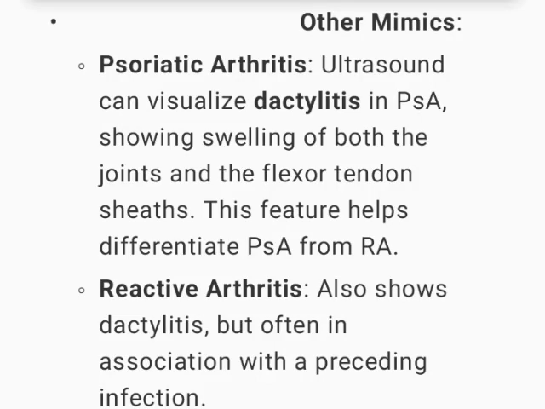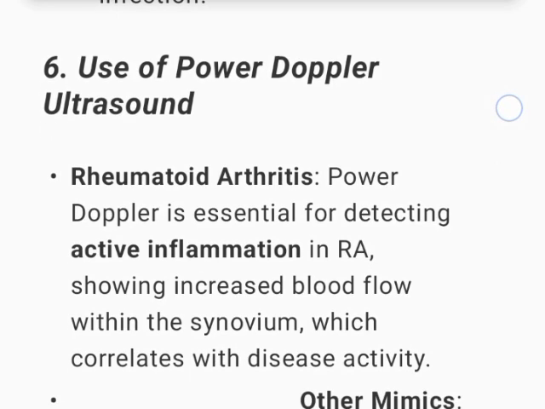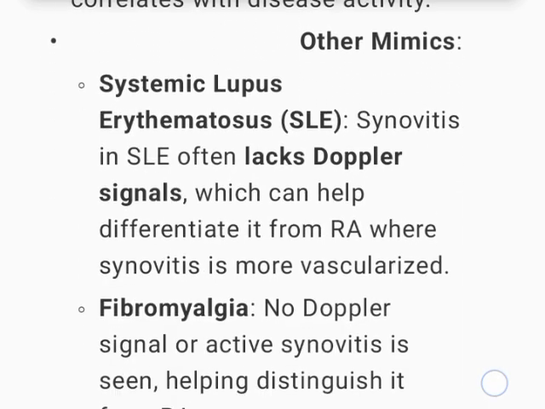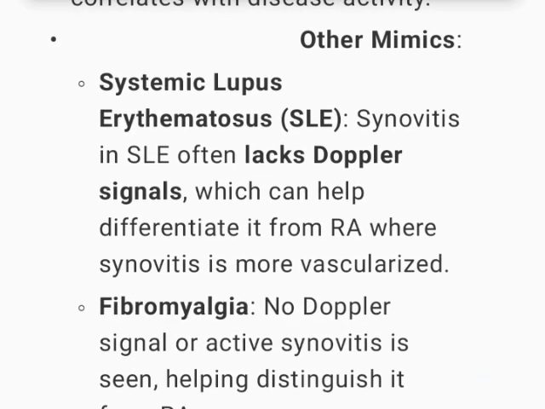Reactive arthritis also shows dactylitis, but often in association with a preceding infection. 6. Use of power Doppler ultrasound. Rheumatoid arthritis. Power Doppler is essential for detecting active inflammation in RA, showing increased blood flow within the synovium, which correlates with disease activity. Other mimics. Systemic lupus erythematosus, SLE. Synovitis in SLE often lacks Doppler signals, which can help differentiate it from RA, where synovitis is more vascularized. Fibromyalgia. No Doppler signal or active synovitis is seen, helping distinguish it from RA.